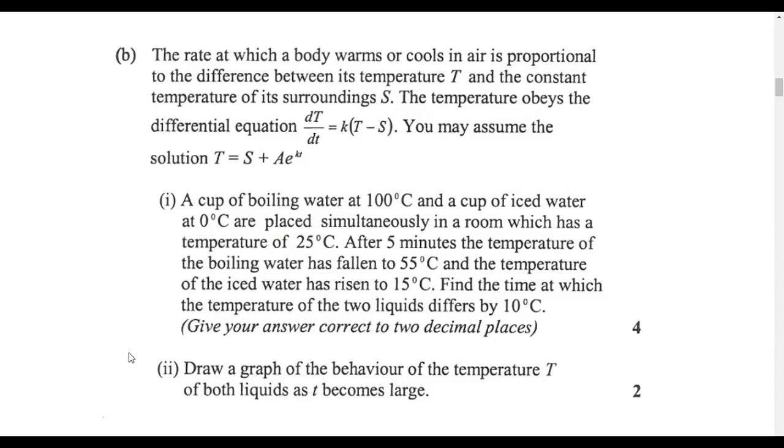A cup of boiling water at 100 degrees Celsius and a cup of ice water at 0 degrees Celsius are placed simultaneously in a room at a temperature of 25 degrees Celsius. After 5 minutes, the temperature of the boiling water has fallen to 55 degrees Celsius. You'd expect that, boiling water falls in temperature because it's hotter. And the ice water has risen to 15 degrees Celsius. Find the time at which the temperatures of the two liquids differ by 10 degrees. Right now, one's 55, one's 15, so they differ by 40. Over time, both will go towards 25. So at some point they'll differ by 10, and you want to give your answer correct to 2 decimal places.